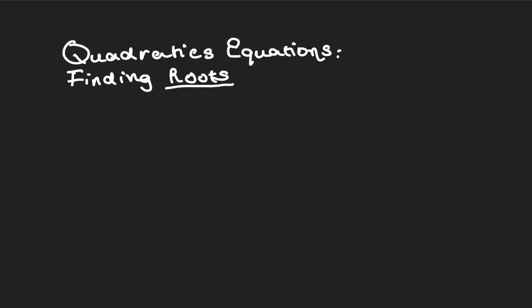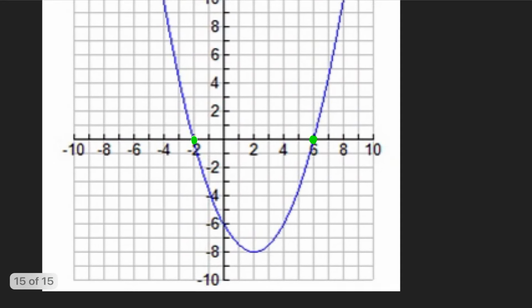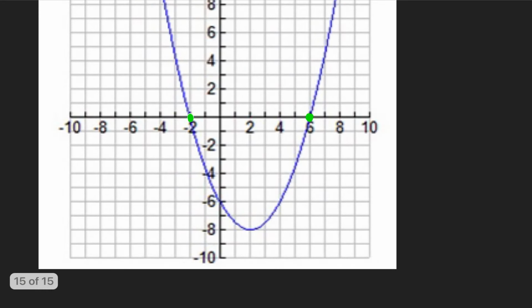Hey guys, let's continue with quadratic equations. Today we'll be learning about finding roots. Now, roots are defined as per the graph. We could see these two x-intercepts, or zeros, located here. These are called the roots.